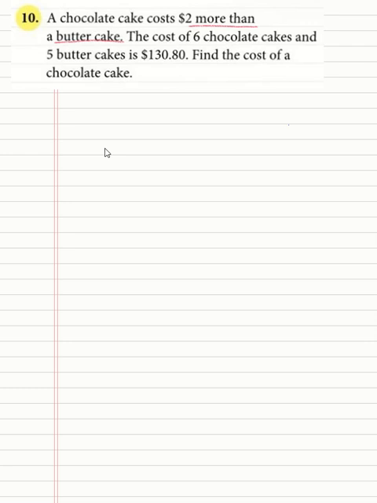Alright, the question is saying a chocolate cake costs $2 more than a butter cake. The cost of 6 chocolate cakes and 5 butter cakes is 130.8. Find the cost of a chocolate cake.